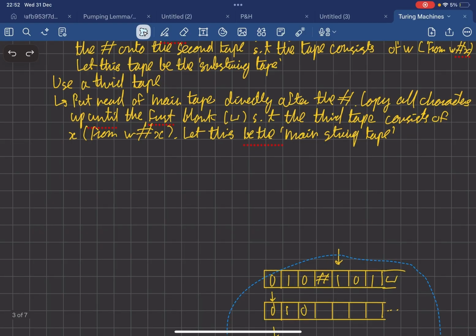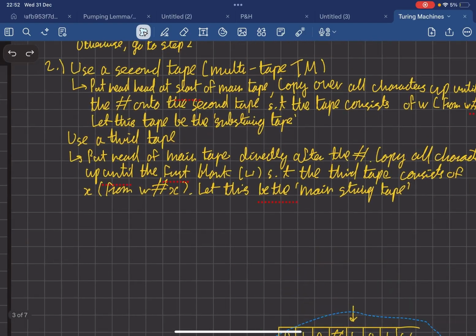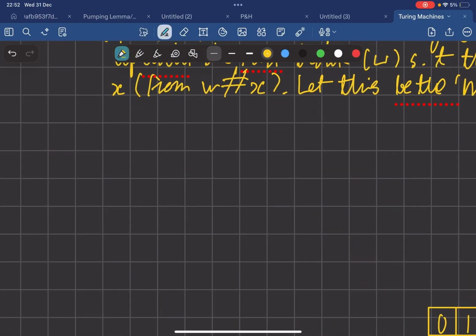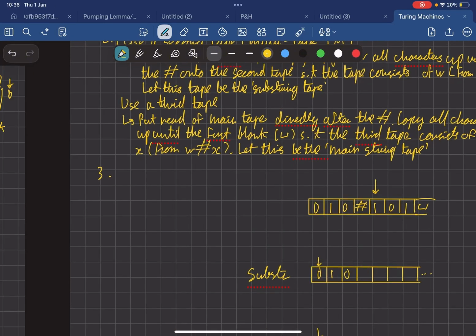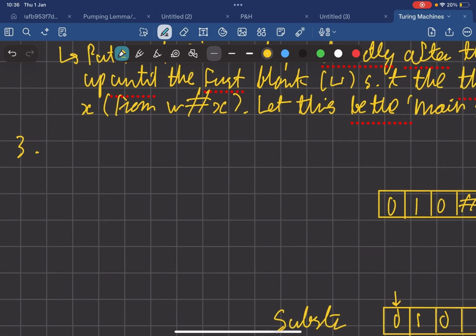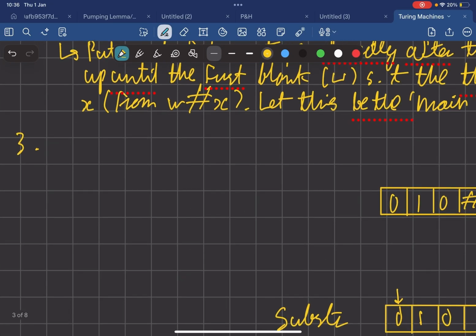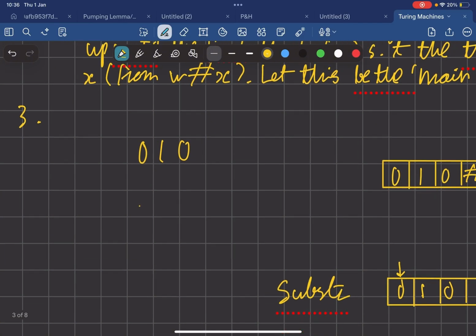Okay, now that we've done that, we have the strings on separate tapes. We can move on to the main algorithm part. Okay, so let's go over what the brute force algorithm would look like on the Turing machine. Before that, let's just do a quick recap of what it is in general. So let's say this is the substring that we're trying to find within another string, and this is the main string that we're looking inside of to find the substring.